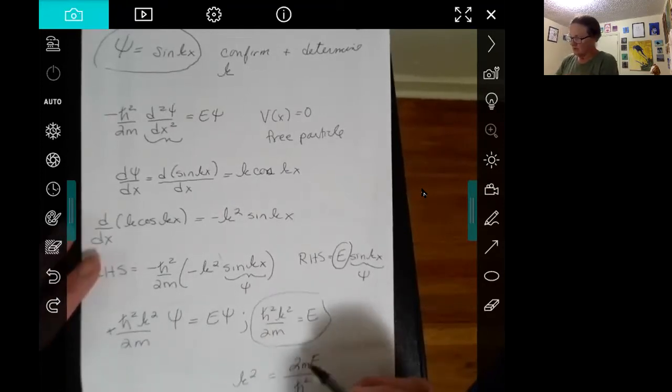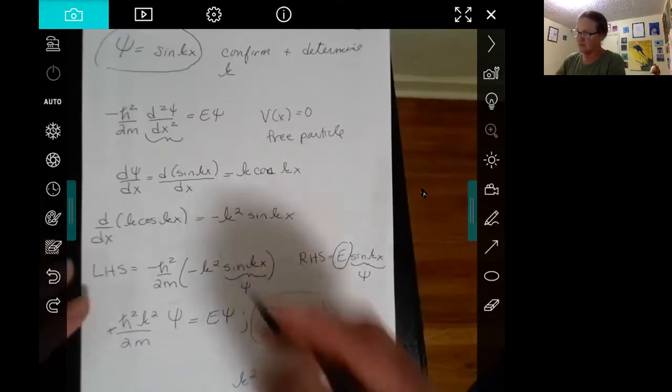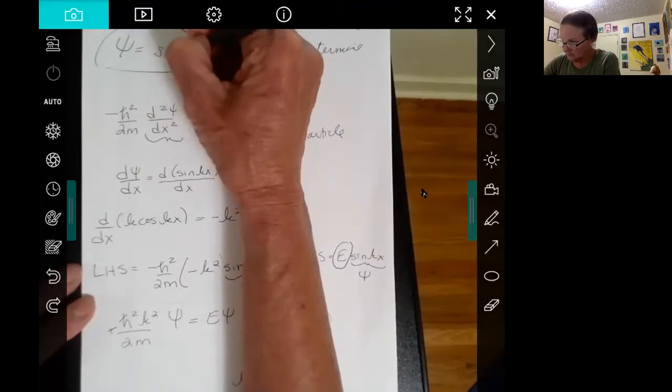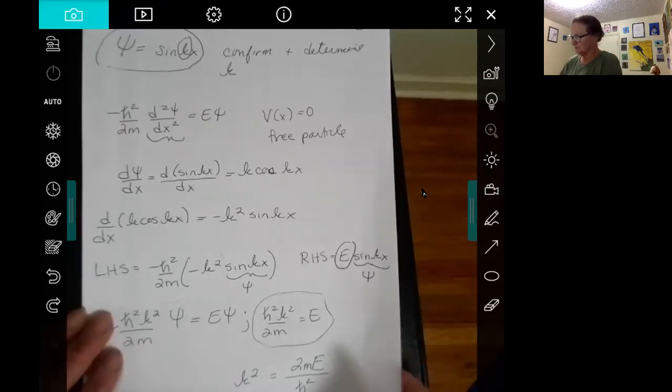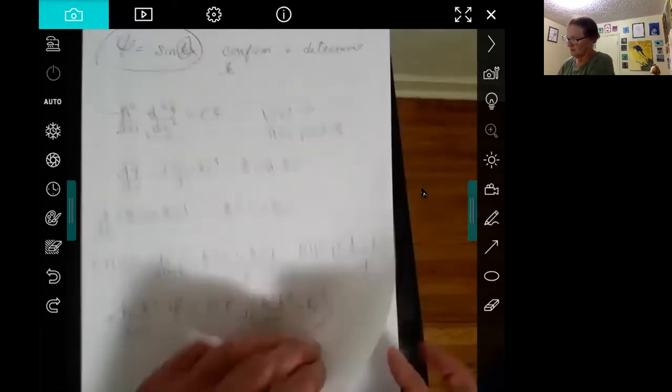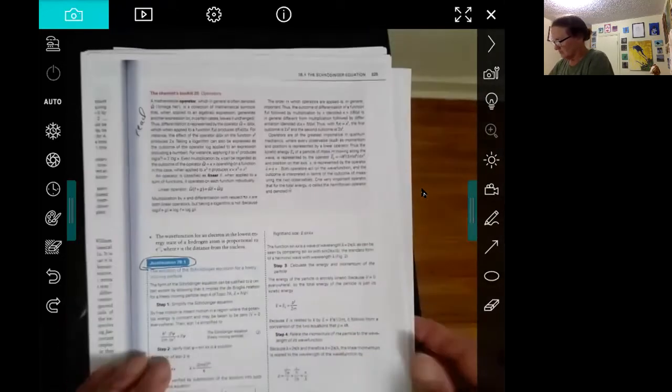You can solve for k in terms of the energy, and you end up with the square root of 2 times mass times the energy, divided by h bar, as the value of k. So that's what you would put in for this k. It's not an unknown parameter. It's a parameter based on the mass, the energy, and Planck's constant. So you get a wave function.